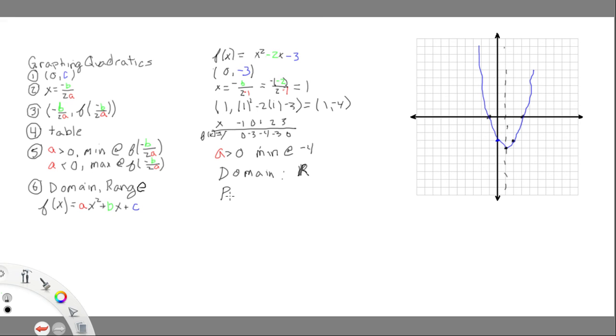The range on this thing is determined by all the values y can be. That's why we take the min, because what we need is y to be greater than or equal to negative 4 at all times. If you have any more questions, either review this video or come and find me.